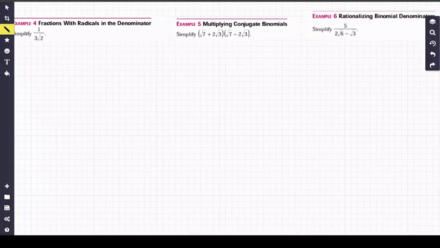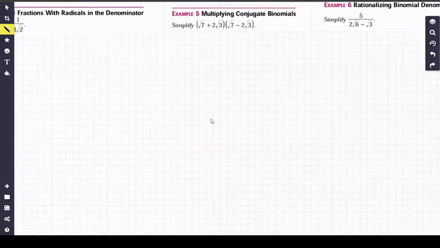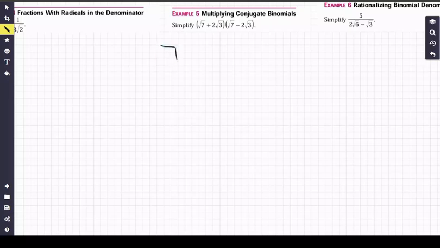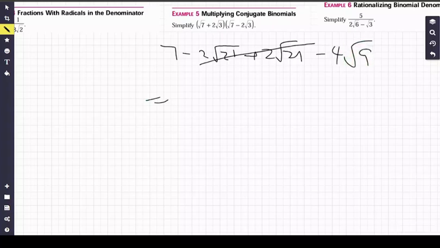And now we're multiplying by the conjugate binomials. We're still gonna use FOIL. However, you might remember this as the difference of squares. So we have the first term, 7 times 7. Well, square root 7 times square root 7 is gonna give you 7, and then minus 2 root 21 plus 2 root 21. So this cancels out, and then you will have minus 4 root 9, and that's gonna give you 7 minus 4 times 3, which is 12, and then negative 5.